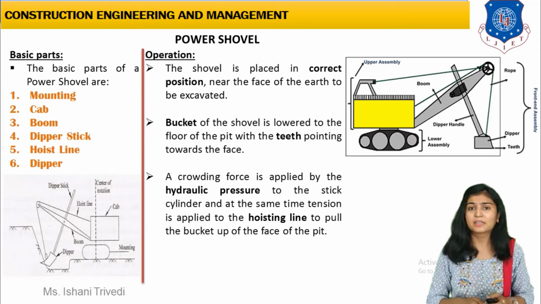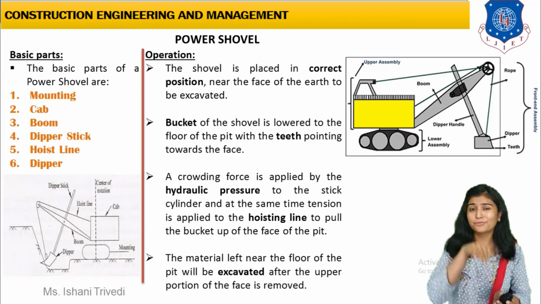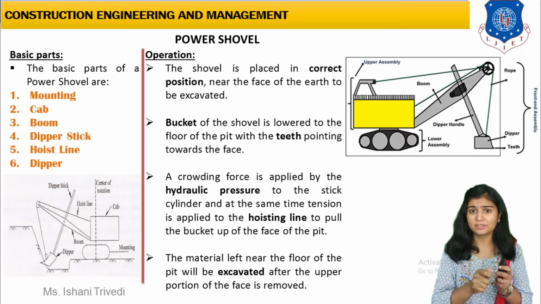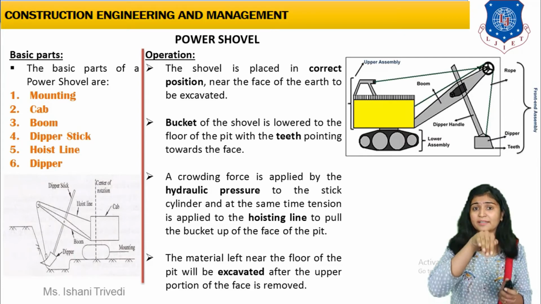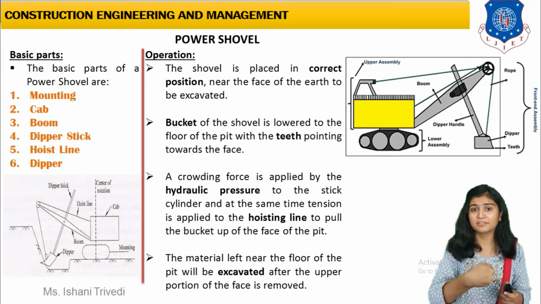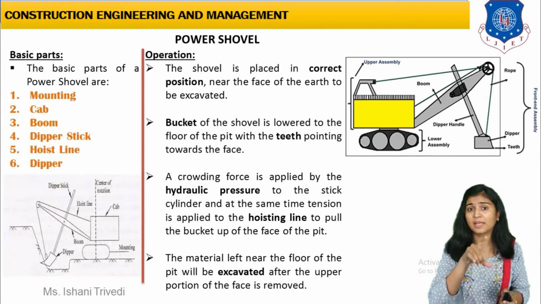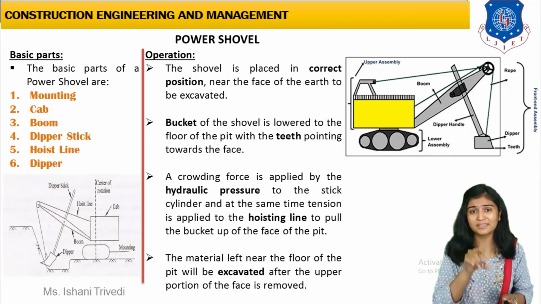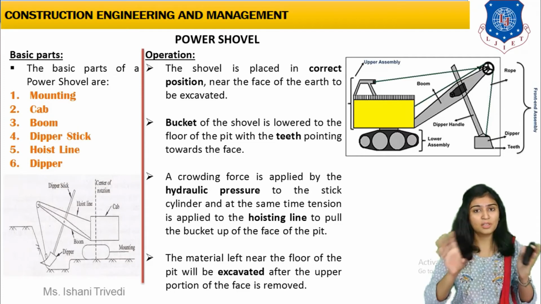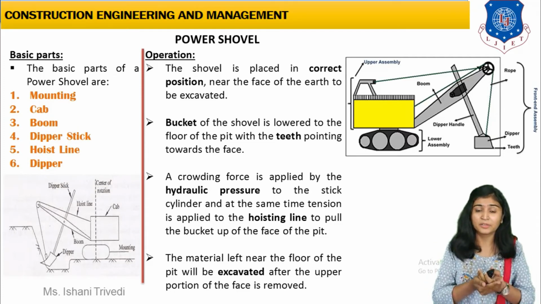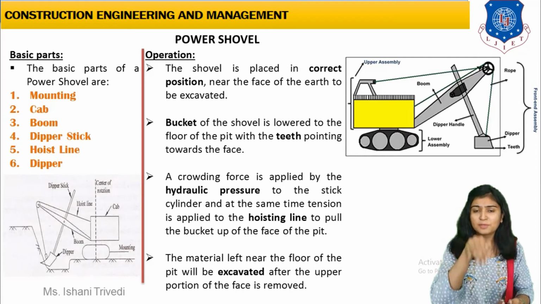Next it says a crowding force is applied. The force which is applied with the help of the arm, with the help of traction which is generated to the dipper, that force is the crowding force. It will be with the help of hydraulic pressure, the hydraulic cylinder which will be present inside the engine. See, this is all mechanical part, the automobile part. So the force will be exerted to the stick, the boom stick, right?